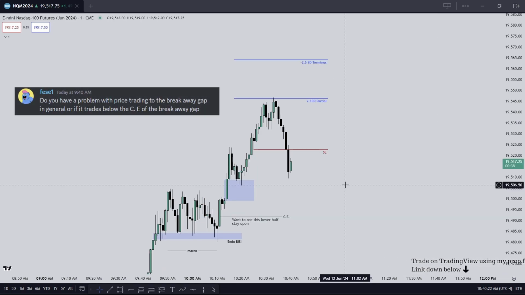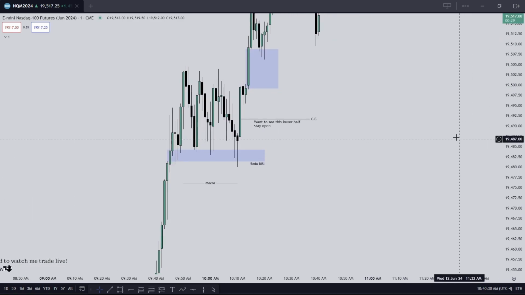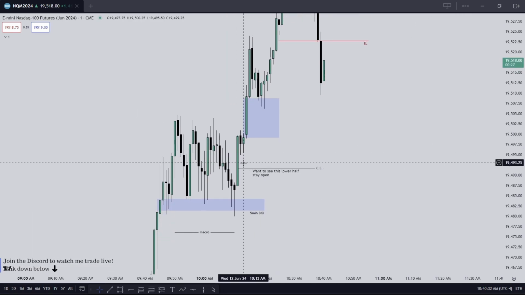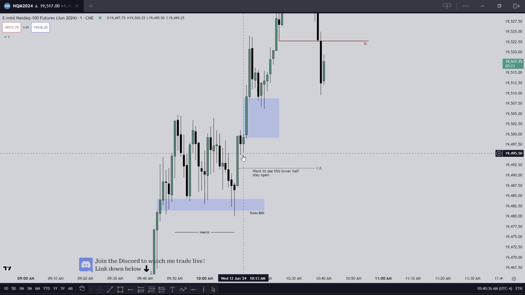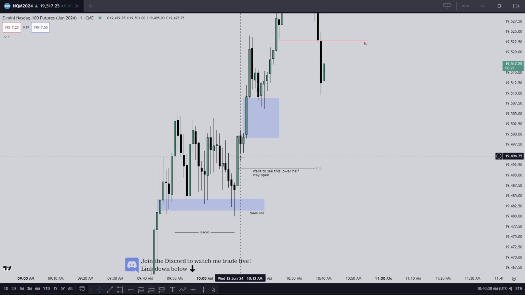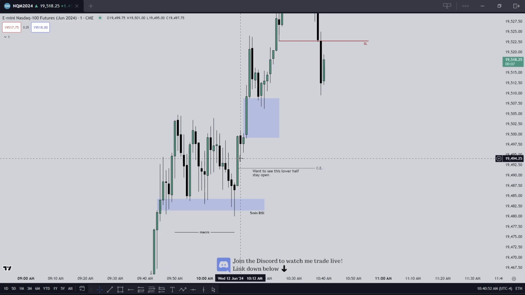Do I have a problem with price trading to the breakaway gap in general if it trades below consequent encroachment? So if price trades into this fair value gap here, remember we said we wanted to see this stay open. I don't like entering in this fair value gap, I just use breakaway gaps. I'm already making up my mind I'm not trading this fair value gap, because ideally I want to see this whole thing stay open.